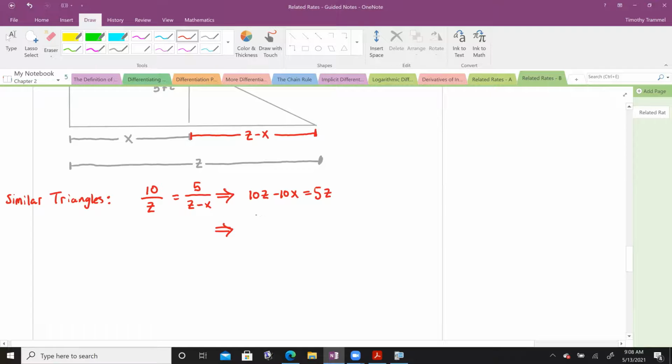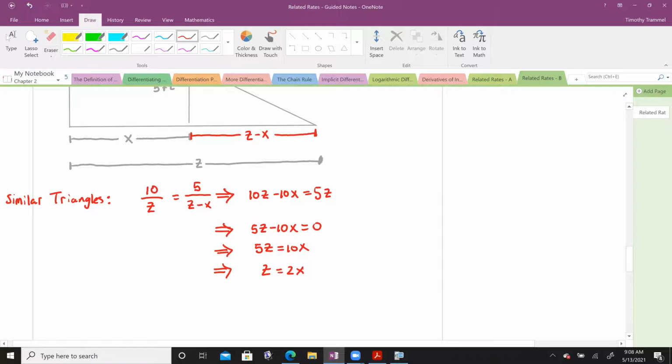Sometimes this isn't easy to do, but here it's not going to be bad. So if we subtract 5z, we'll get a 5z here minus 10x equals 0. We could add that 10x to each side. And then we could divide by 5. And so we just get z is equal to 2x.